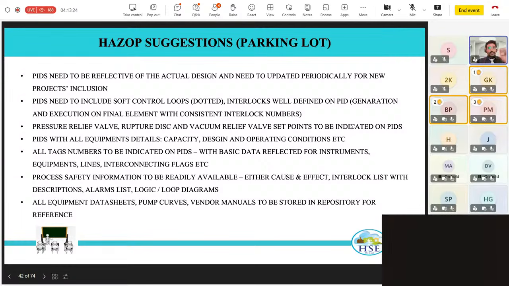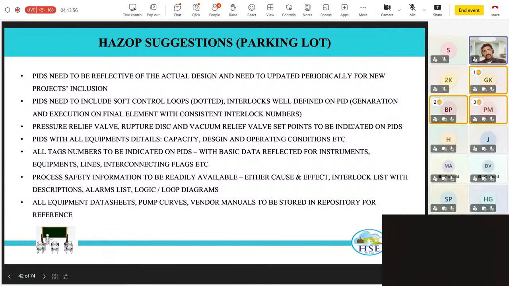Next is HAZOP job suggestions on parking lot items. Now, many times it so happens that we are not able to address all the design aspects in the job, so we park them under parking lot items, and these can be of a wide range. Basically, for your PNIDs to be reflective, the actual design needs to be updated periodically. Many times I have seen 4 or 5 different revisions with the same revision A or C, at 4 or 5 different dates. So you don't know which of the PNIDs is valid.